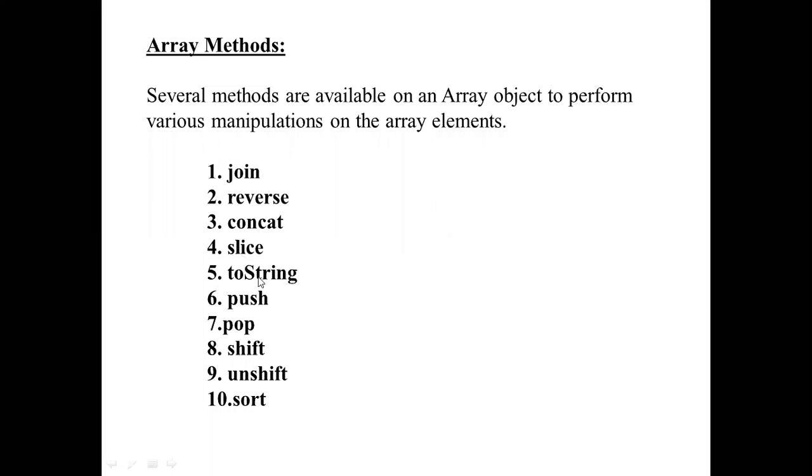Here it is used to convert array elements into strings and concatenate those using commas. So here join and toString are the same. Join is also used to convert array elements into strings and join using the specified string. toString is also used to convert elements into strings and join using the commas.